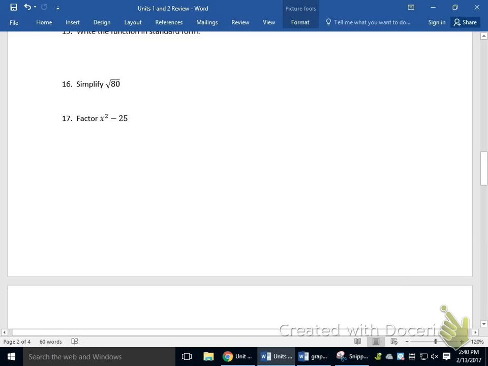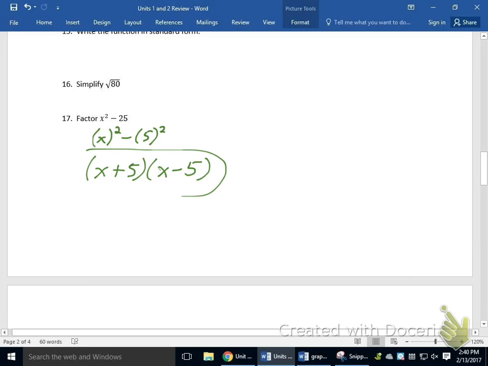For number 17, factoring, please don't solve, we're just factoring here. This is a difference of two squares, that x is being squared and 5 is being squared, and it's a difference because of the minus sign. So this is going to factor to (a + b)(a - b), and I am done right here. Not solving. Don't solve if it's not an equation I'm telling you to solve.